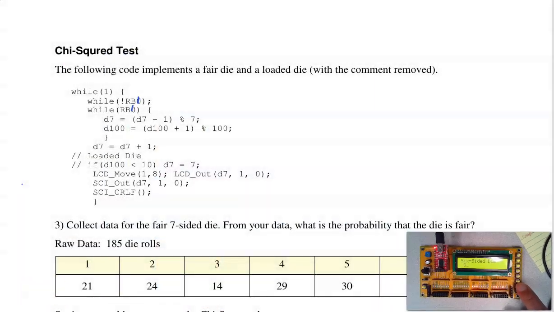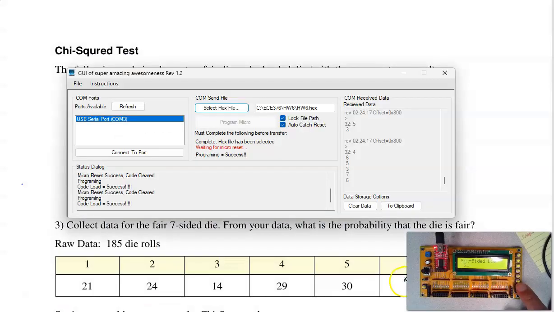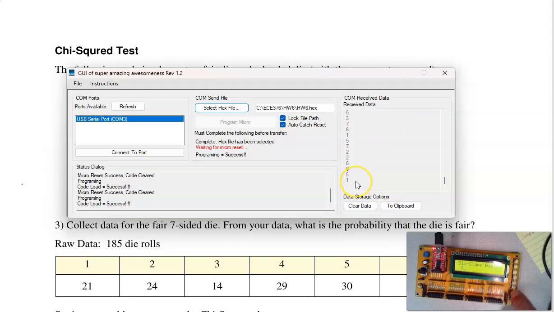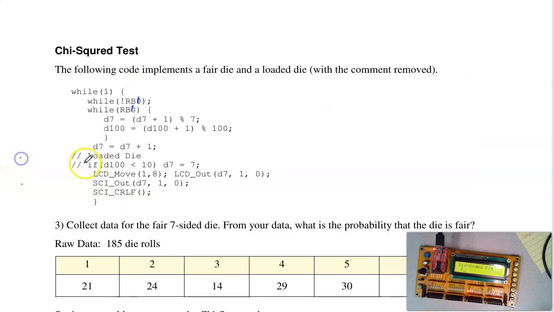Now using the data logger, I can record that data. So over here, these are my random numbers. I can collect a bunch of data. Once I have the data, I want to find out, is this really a fair die? Now it's not really clear if this is or isn't.